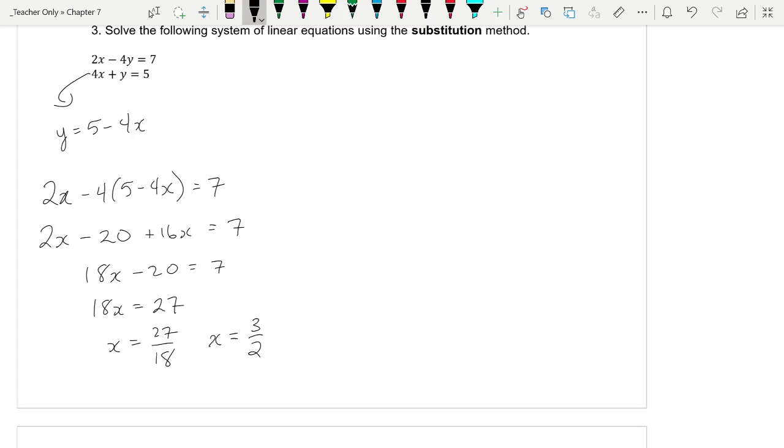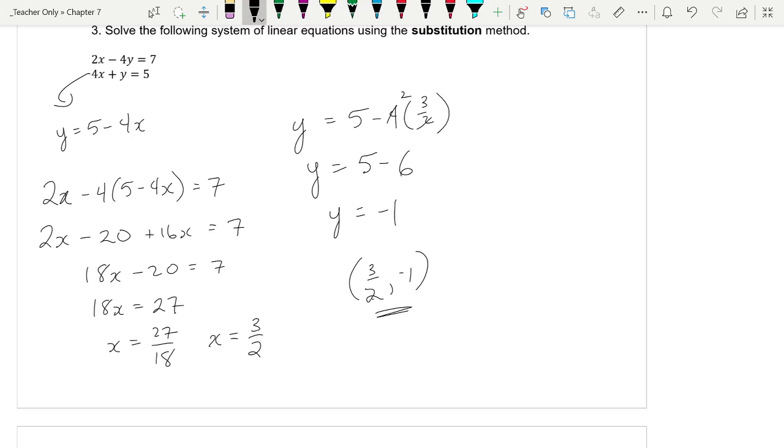And no, I don't want decimals. I'm kind of happier with the fraction. Okay, so that's the answer for x. For y, one of the good things about the substitution method is you're kind of set up to substitute back in the other variable. So instead of x, I know that x is 3/2. Replace that x with 3/2. And 2 goes into 4 twice. So this is 5 minus 6, which is -1. So my answer is 3/2, comma, -1.